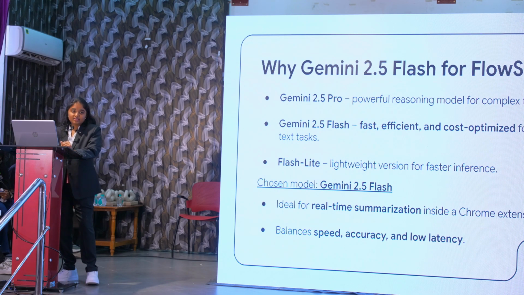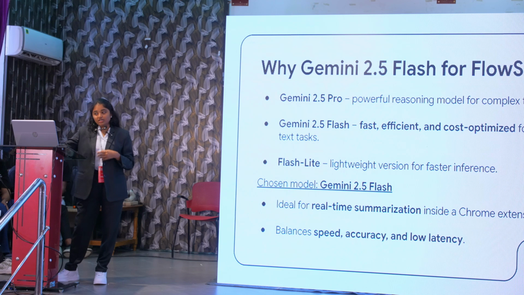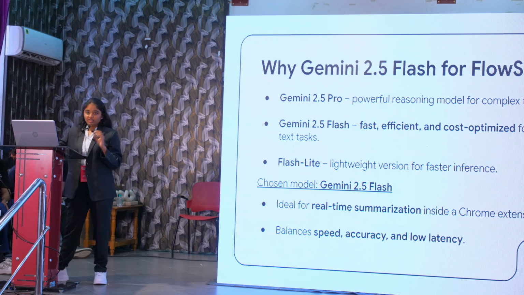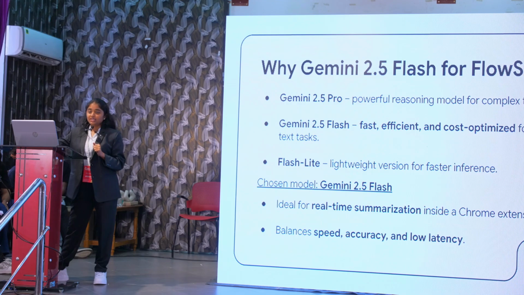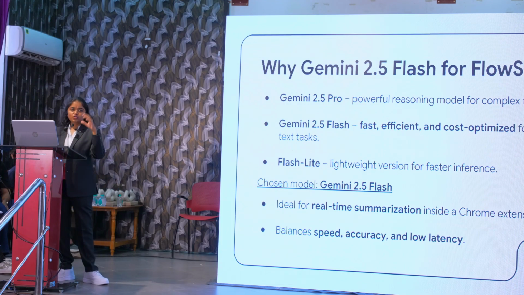In this extension, I have used one of the Gemini models, which is Gemini 2.5 Flash. There are many models available in Gemini, so why did I choose Gemini 2.5 Flash in particular? I will tell you. I looked at a few models: Gemini 2.5 Pro, which is the latest model in the 2.5 version, and Gemini 2.5 Flash and Flash-Lite. Based on the order itself, Pro is a very high level, Flash is mid level, and Flash-Lite is a little bit lower level.